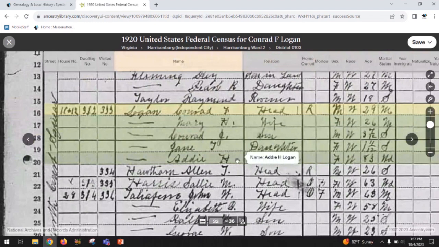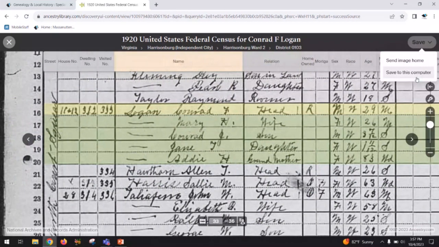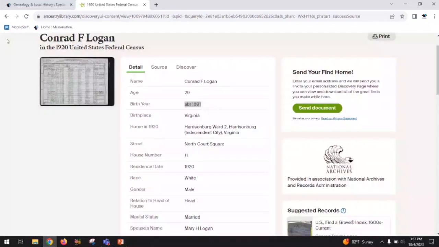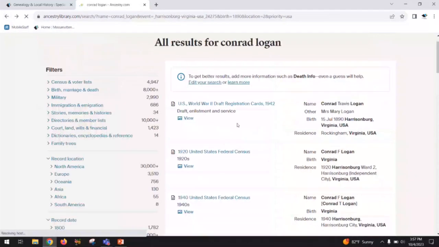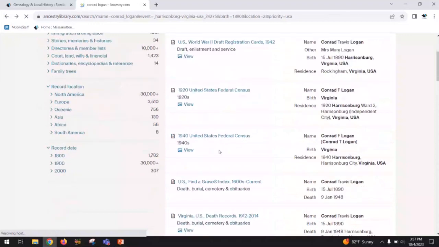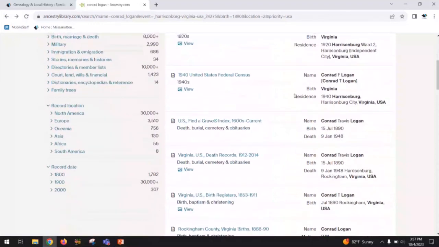Now, if we want to save any of these original records for later, we can click on Save at the top corner and either email the image to ourselves or save it to the computer. Okay. Let's go back and look at some more records here. We already saw what a census looked like, so I'm going to skip this one here.